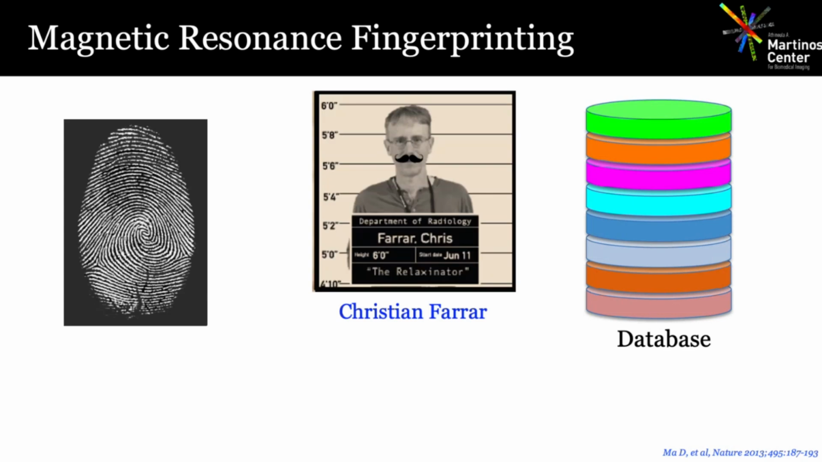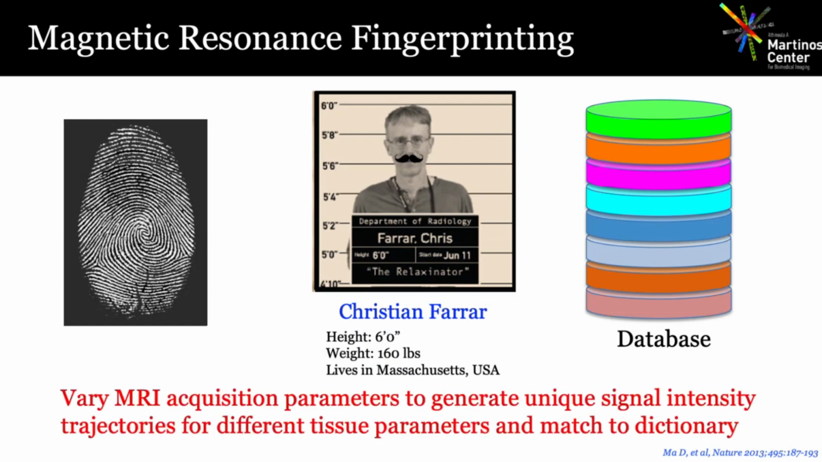And as long as the noise is not correlated with the fingerprint pattern or your signal pattern, you can have a noisy fingerprint and still get away with very low resolution undersampled data, and you can get quantifiable information. So the MRI equivalent is we're going to vary our MRI acquisition parameters to generate unique signal patterns or trajectories for different tissue parameters. And then for our database, we're going to simulate using the Bloch equations. And then we're going to match those experimental patterns to our simulated dictionary.